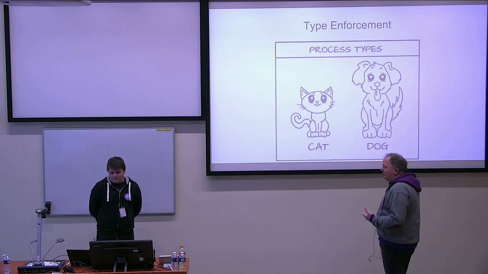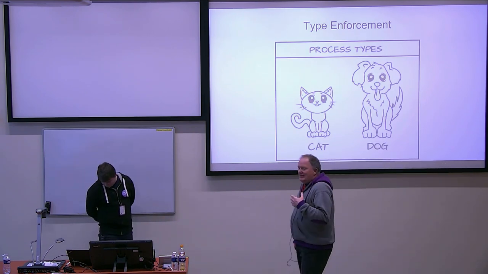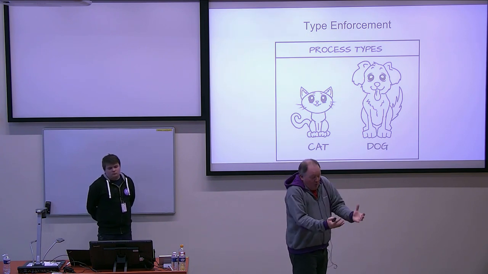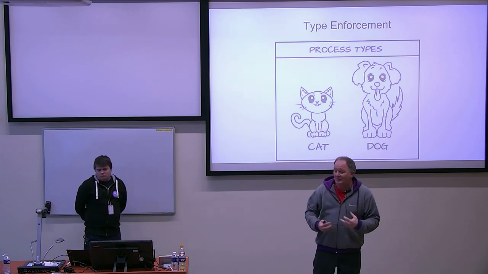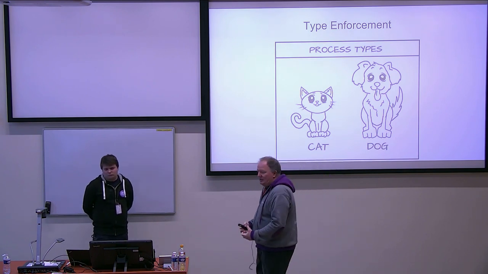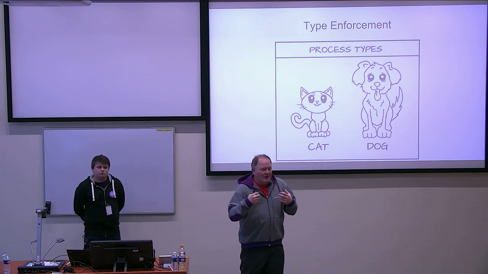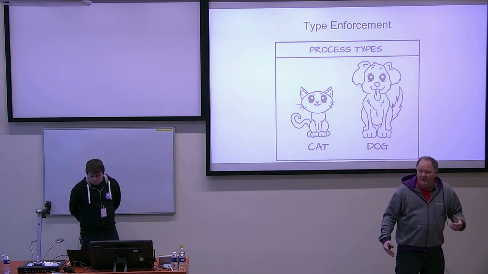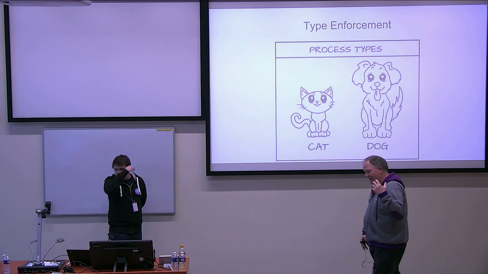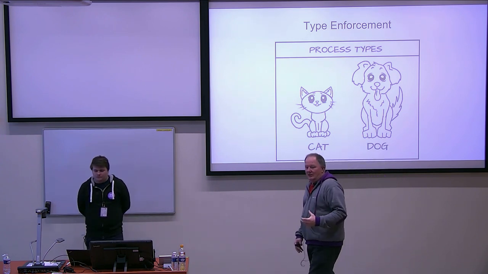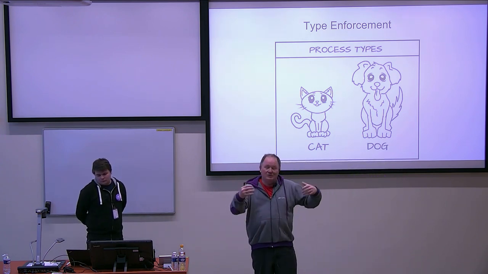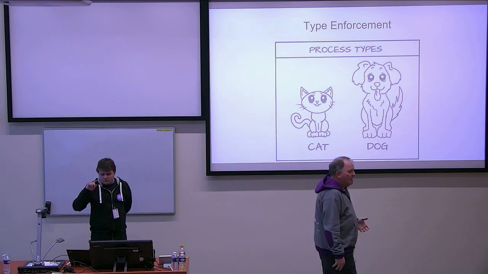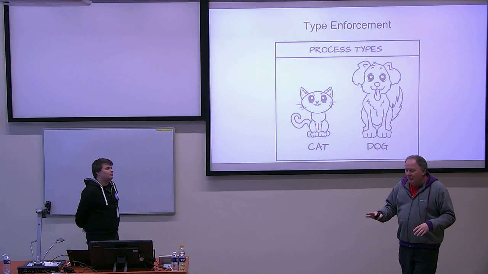SELinux is based on a thing called type enforcement. Type enforcement is basically, we say a process is a type. It's an Apache process. If the data is on disk, it's Apache data. And then we write rules that say Apache processes can only read Apache read-only data, or they can only read and write Apache read-write data. If an Apache process tries to do anything else on the system, it's going to get denied. Everything's denied by default.